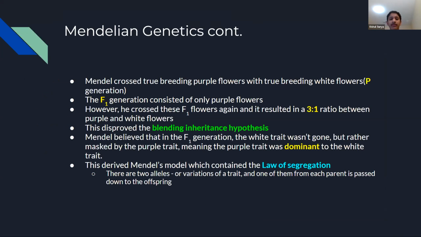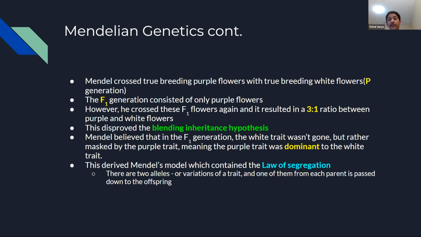If Mendel stopped right then, he wouldn't have been able to find a lot of the key genetic principles that he discovered by continuing, which is why, when he crossed these F1 flowers again to each other, it resulted in a 3-to-1 ratio between purple and white flowers. So what did this mean?